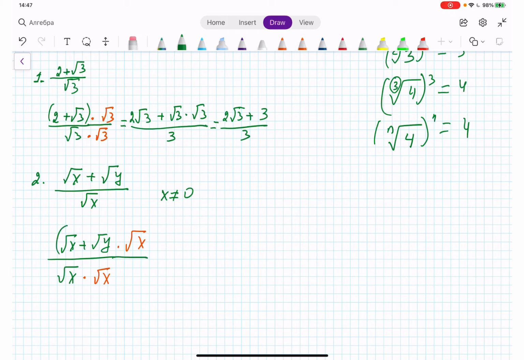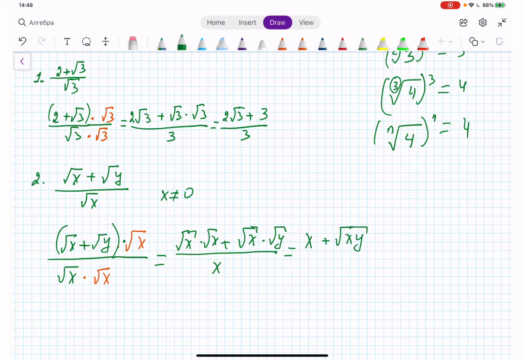And as a result, I put parentheses here, otherwise it will look like square root x plus square root y times square root x, so it's not the entire parentheses. All right, so we are getting from here square root x times square root x plus square root x times square root y, and here we get divided by x, right? So as a result, here we are getting x plus square root xy, because based on the properties of radicals, square root a times square root b is equal to square root ab.